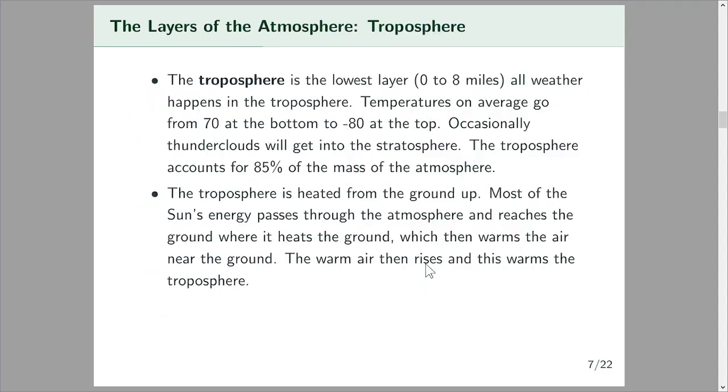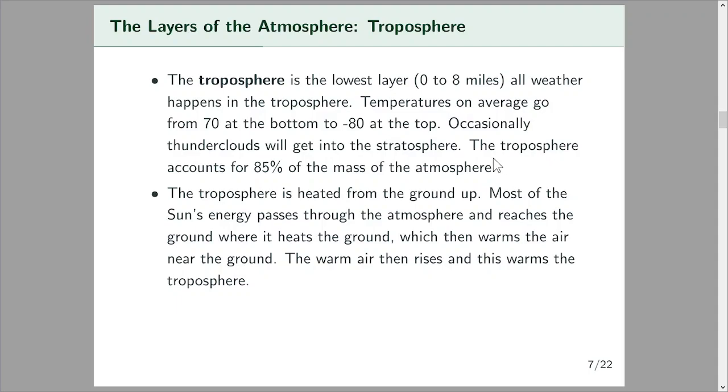All right. So the troposphere is the lowest layer in the atmosphere, about 0 to 8 miles. All the weather happens in the troposphere, or nearly all. I think in Oklahoma, we sometimes get clouds in our thunderstorms that rise into the stratosphere. But for practical purposes, all the weather happens in the troposphere. Temperatures average from 70 on the bottom to minus 80 at the top, so it's warmer at the bottom than at the top.